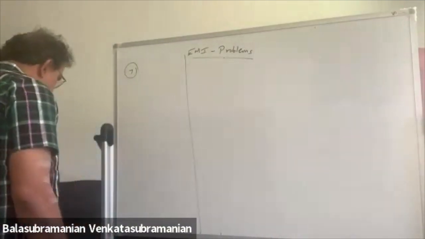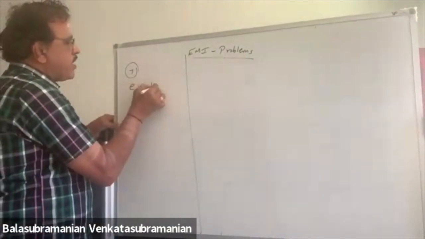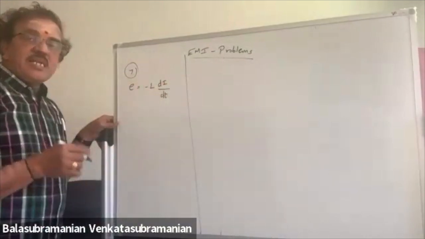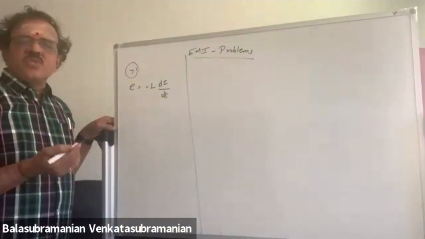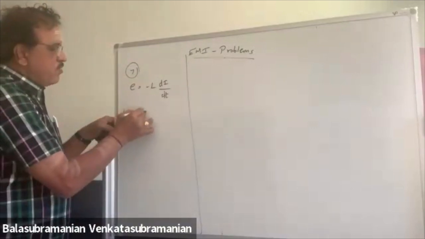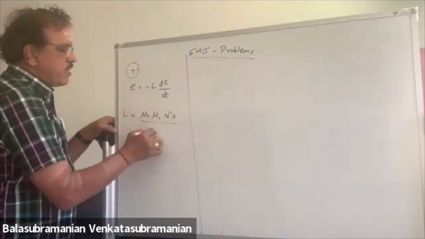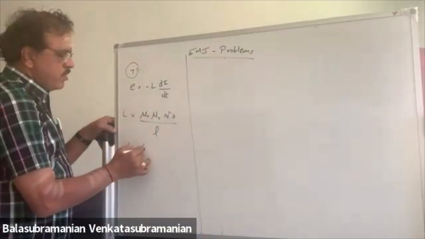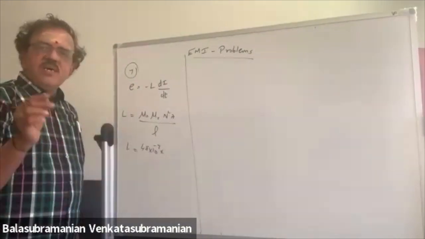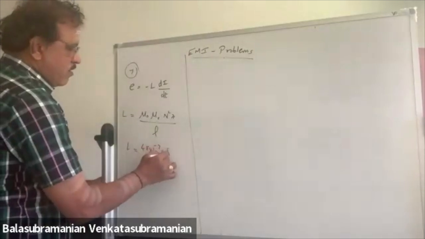Okay, first the induced EMF formula: E = minus L into di by dt. For that, L has to be calculated, and L is not given in the problem. So L is equal to mu naught mu r n square A by l. Mu naught is 4 pi into 10 power minus 7. Relative permeability is given as 800.